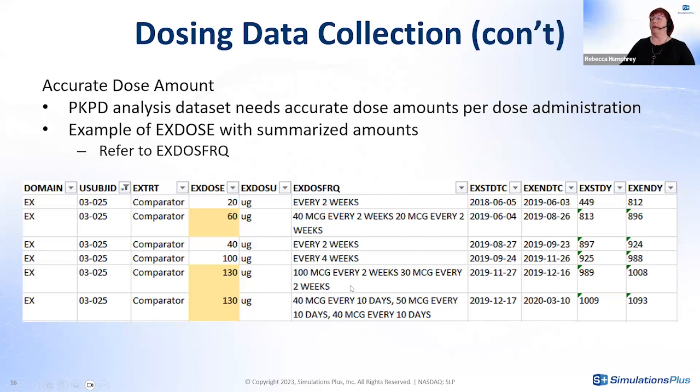And then we got creative again with how the dose amount was recorded and the contradictory information in dose frequency. By summarizing the dose administered over this time period as the EX dose, it's easily misused. This dose amount could be easily misused when creating an analysis data set and creating those individual dosing records.